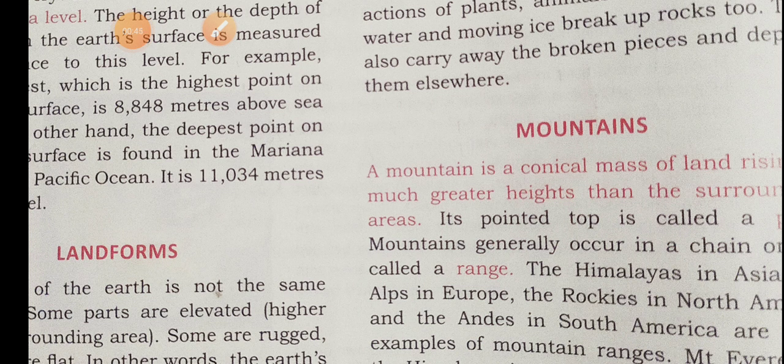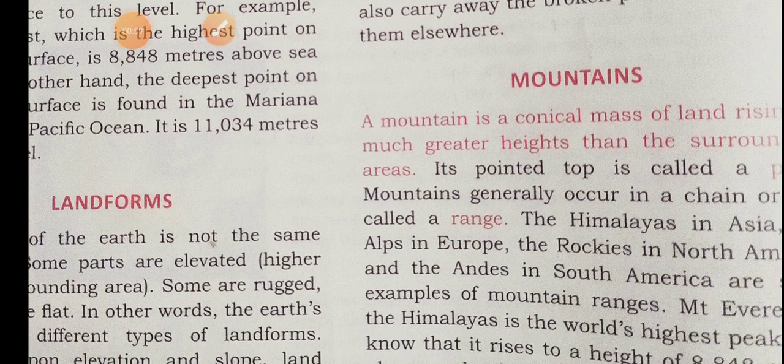Fold mountain, block mountain, volcanic mountain. What is a fold mountain? It is formed when a part of the earth's surface is wrinkled up. It is called a fold mountain. And what is a block mountain? It is formed along a deep crack on the earth's surface when a chunk of land on the side of the crack gets pushed up.